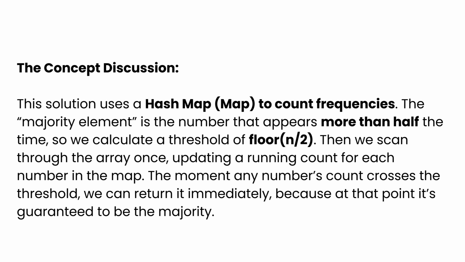Then we scan through the array once. We update a running count for each number in the map. The moment any number's count crosses the threshold, we can return it immediately. At that point it is guaranteed to be the majority.